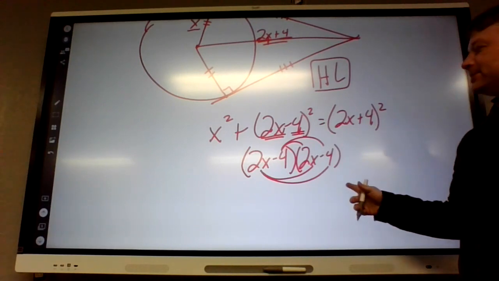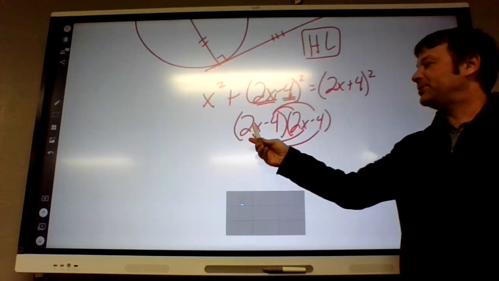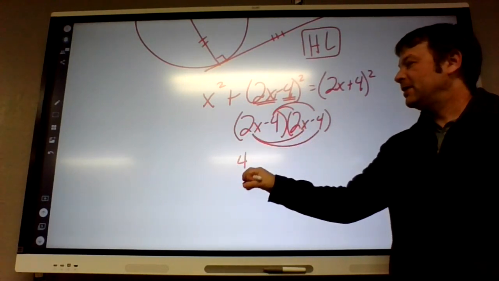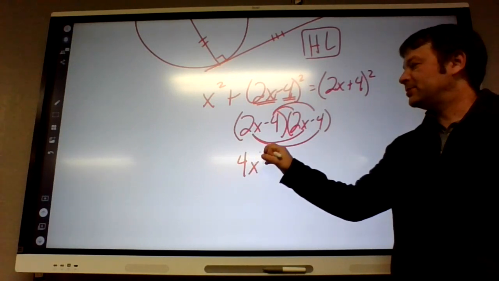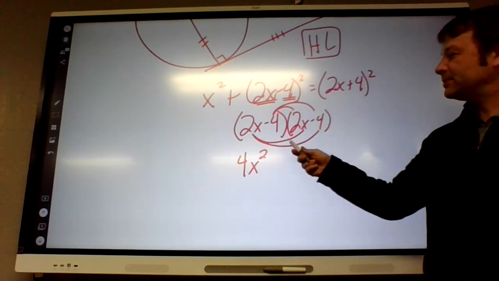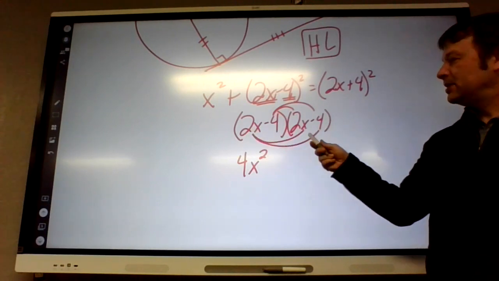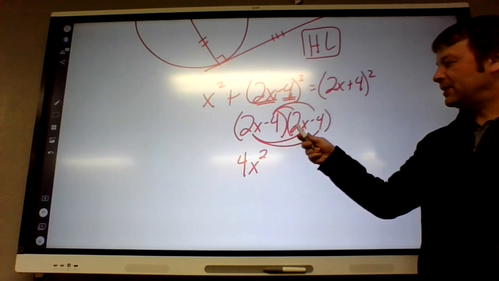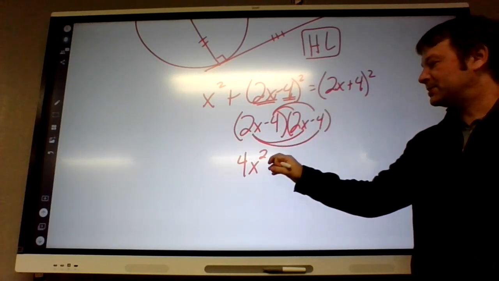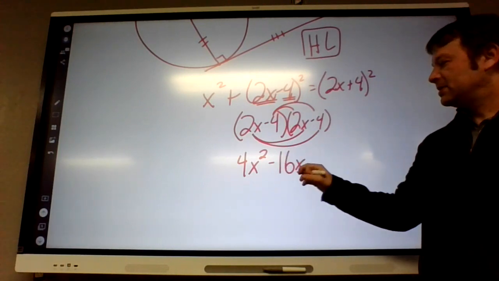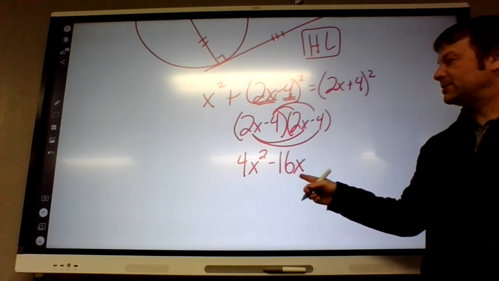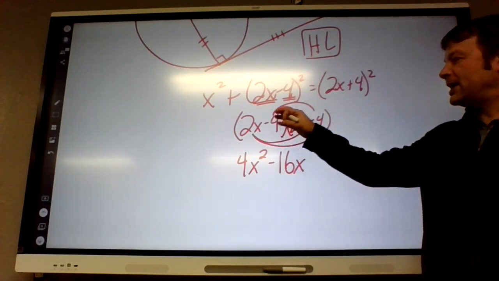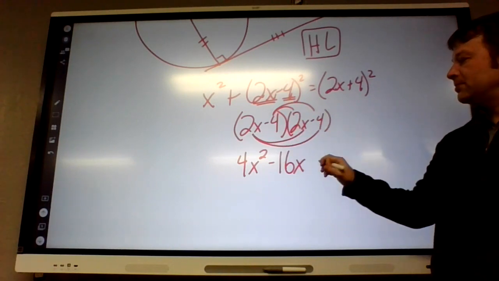Okay, so FOIL, let's do this real quick. 2x times 2x is the first, right? Which is 4x squared. Outside is negative 8x. Inside, negative 8x. Negative 8x minus 8x is minus 16x. And then the last, negative 4 times negative 4, plus 16.